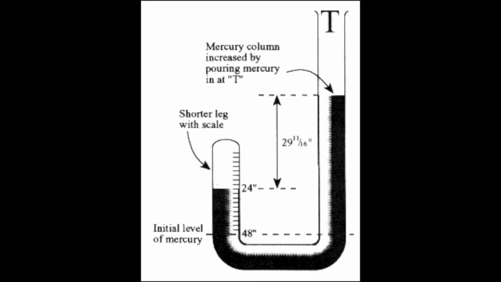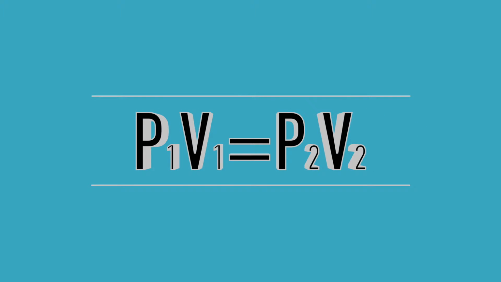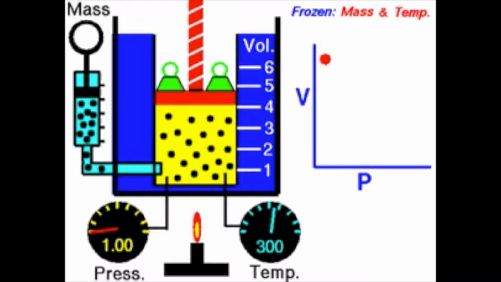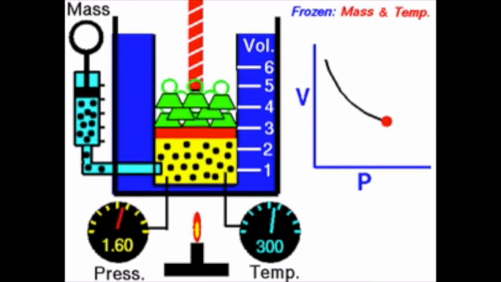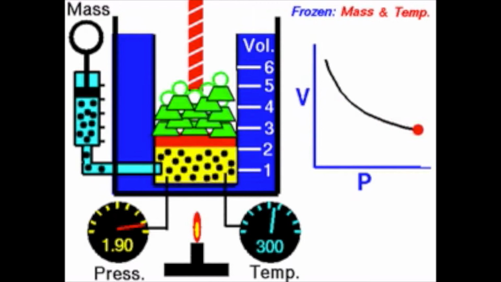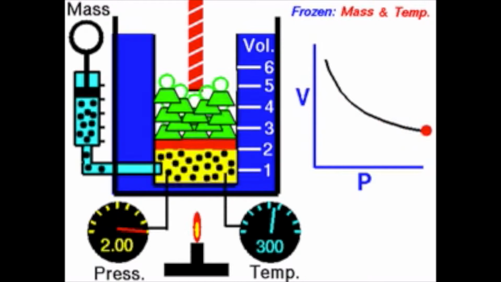After repeating the experiment several times and using different amounts of mercury, he found out that under controlled conditions, the pressure of a gas is inversely proportional to the volume occupied by it. With his discoveries, he created the equation that pressure 1 times volume 1 equals pressure 2 times volume 2. This equation shows that as volume increases, the pressure of the gas decreases in proportion. Similarly, as volume decreases, the pressure of gas increases.